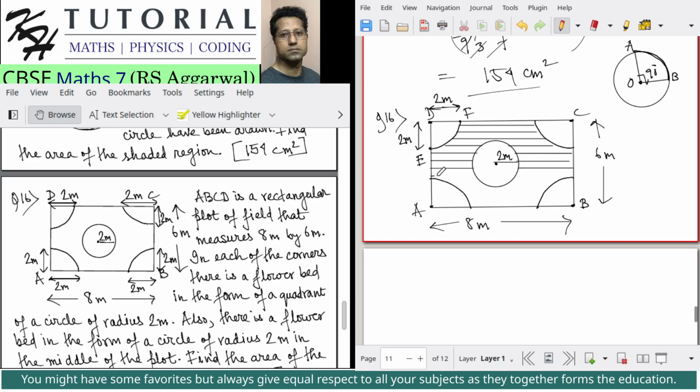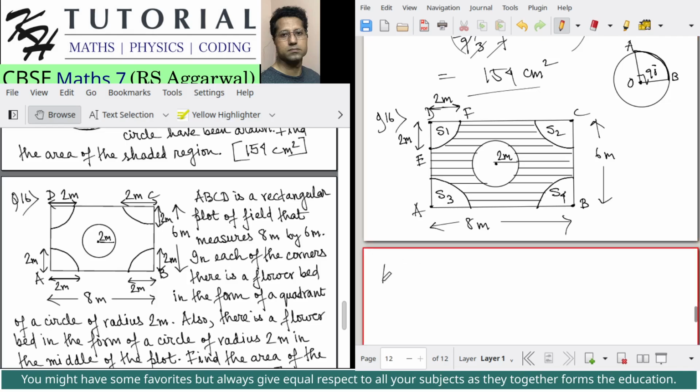So the area of this region that we have to find is nothing but the area of the rectangle minus the area of the central circle and the area of the four sectors at the four corners. Now the area of the four sectors, let's say I am naming the sectors as S1, S2, S3 and S4.